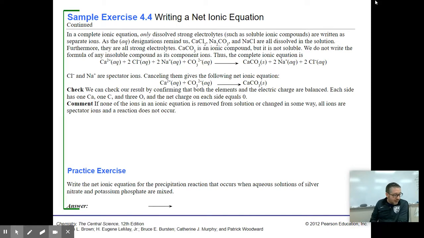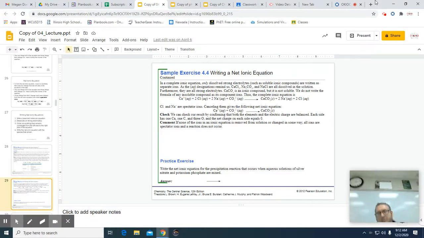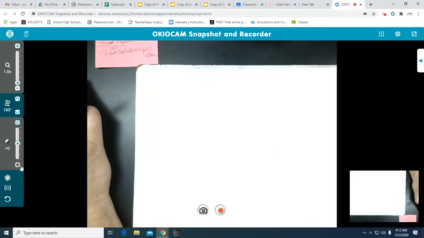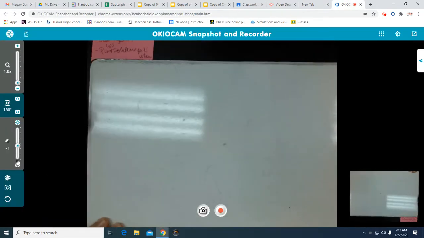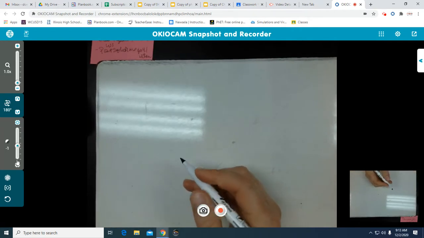All right. So back at this, we are to write a net ionic equation for the precipitation reaction that occurs when aqueous solutions of silver nitrate and potassium phosphate are mixed. Okay, I have a new marker, so hopefully I can write a little clearer.